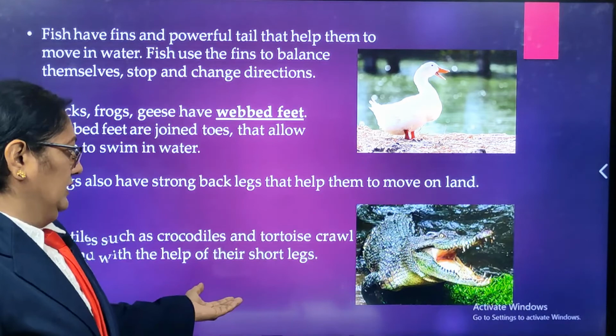Now if you are talking about a few insects, the grasshopper or any of the insects, children, then they have 6 legs. Yes, and they have powerful hind legs. Now what are the hind legs? The back legs, to hop around the ground. Which are the other examples? It can be the house fly, it can be the dragonfly, through which they can fly.